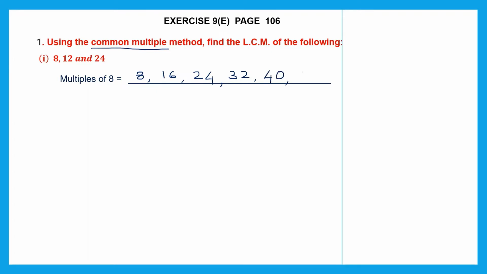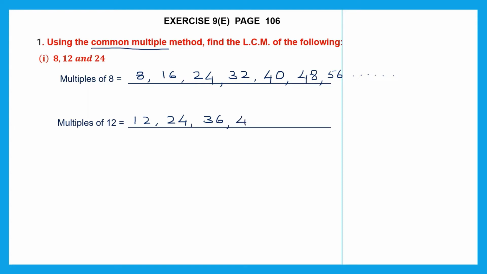8 sixes are 48, 8 sevens are 56. Okay, we'll stop with that. There are many more multiples, but we'll stop with this for now, and in case we need, we'll write some more. Next, we are going to write the multiples of 12. 12 ones are 12, 12 twos are 24, 12 threes are 36, 12 fours are 48, 12 fives are 60. Okay, let's stop with that for now.